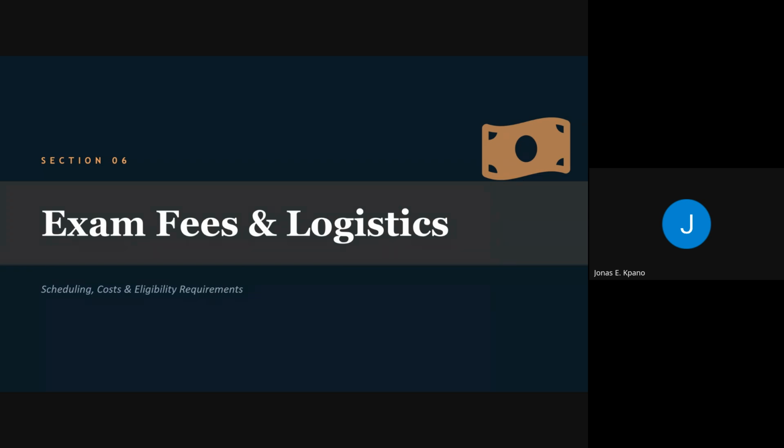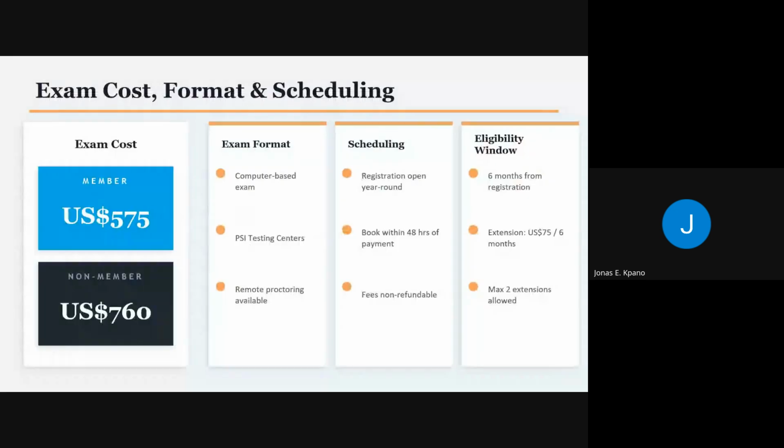So now let's talk about the fees. Let's talk about money. What's the cost of the CISA? How much does it cost? If you register as a member, the CISA costs $575 US dollars. For non-members, it's $760. I think this has been structured in such a way that it's better you just register as a member so that you get the discount.